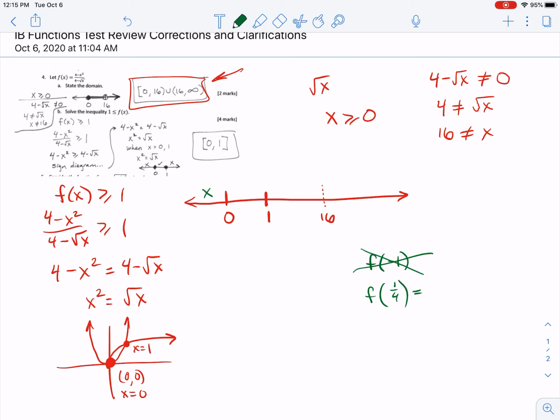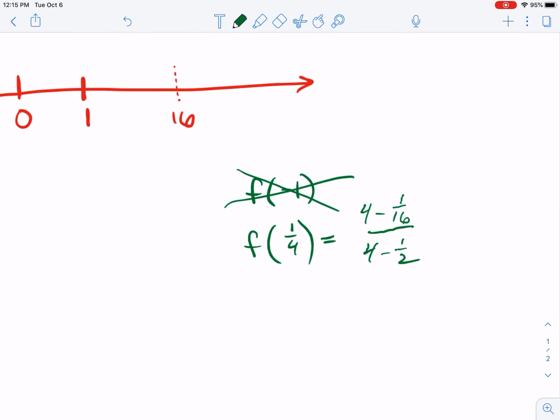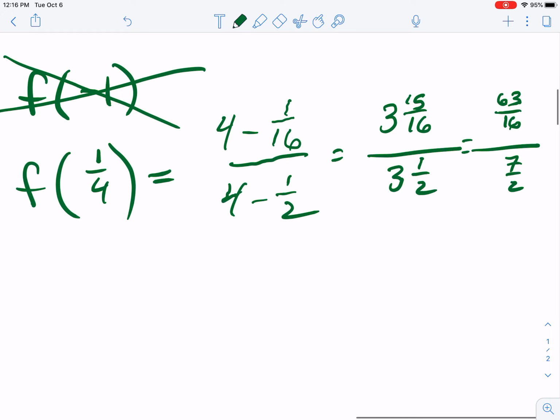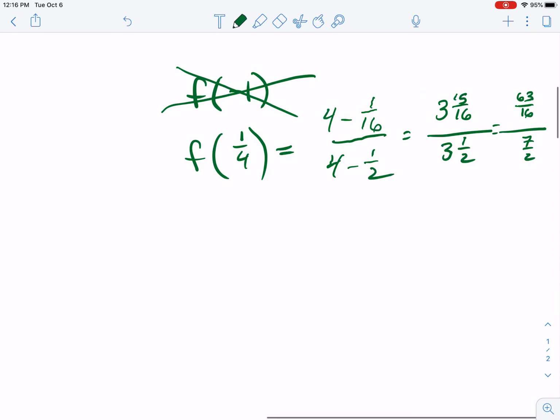So f of 1/4 would be equal to 4 minus 1 over 16, divided by 4 minus 1/2. And this gives me 3 and 15 over 16. We don't usually use mixed numbers, but for this, and this gives me 3.5. I'm really too lazy to, 48 plus 15, so 63 over 16 divided by 7 over 2. What a beating. I'm sorry. I'm just trying to be precise.